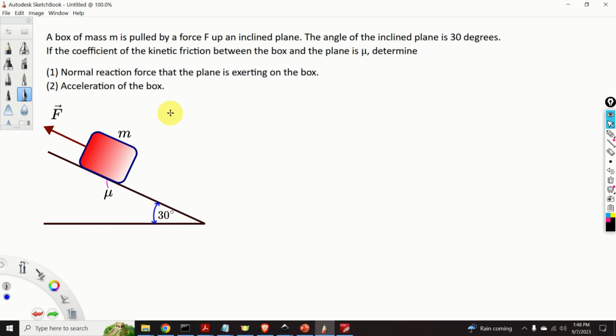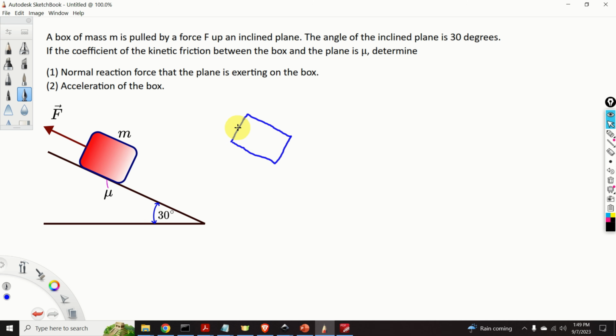Let's solve this problem. To solve this problem, we need to perform several standard steps. In the first step, we need to introduce a coordinate system and we need to construct a free body diagram. Let us first construct the free body diagram. Here's my box. And let's analyze the forces that are acting on this box.